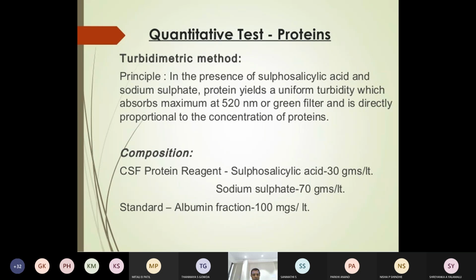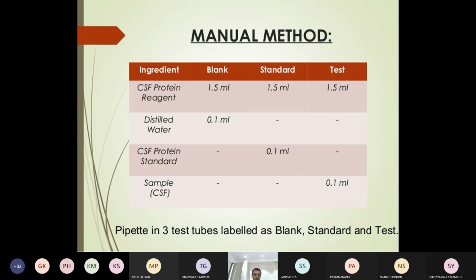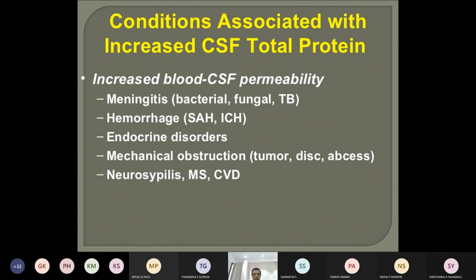CSF protein reagent: all these compositions use standard soluble fractions at 100 micrograms per liter, which is prepared and used for the estimation. Similarly, the procedure we routinely follow in the manual method is blank, standard, and test. Again, we have to make each up to 2 ml using the CSF reagent, distilled water, and CSF protein standards. Then we mix well, keep them labeled as blank, standard, and test, and then we estimate.